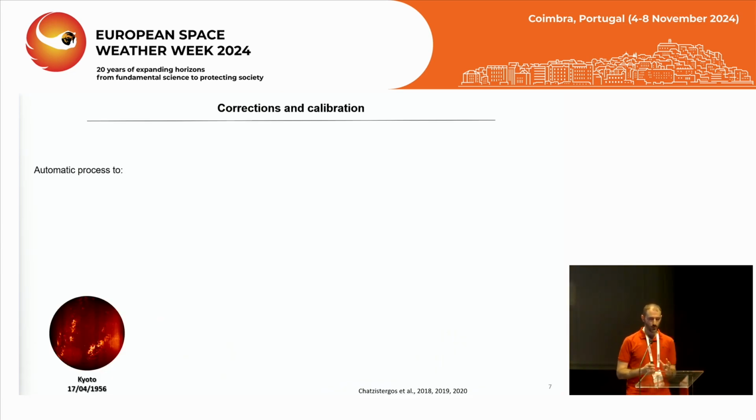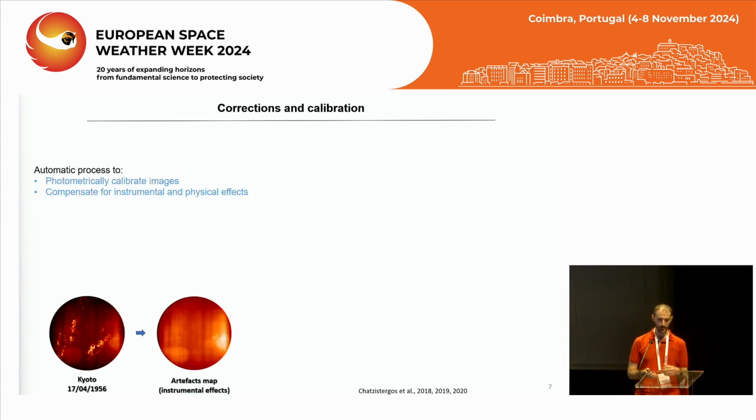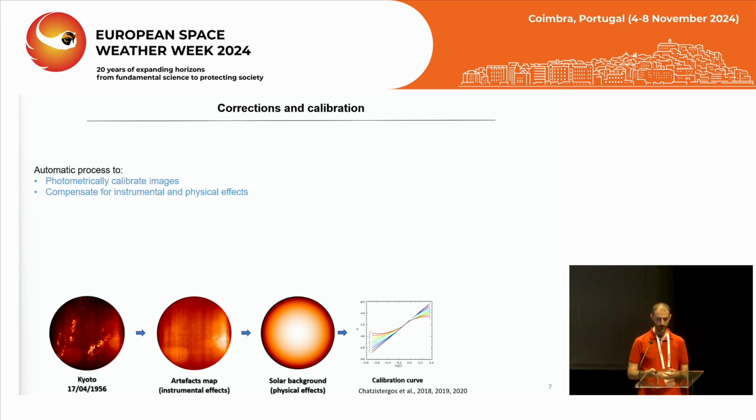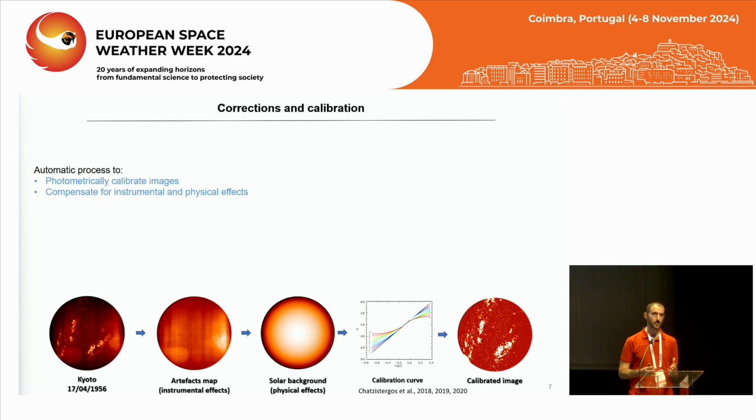I'm going to very briefly mention what we've done. I'm not going into the boring technical details, but we developed an automatic process that identifies the different artifacts that affect the images, for instance the one you see here, and also extracts the center-to-limb variation of the quiet sun, which we then use in a novel approach to perform the photometric calibration of the images, and then get clean images which we can use straightforwardly and get meaningful results out of.